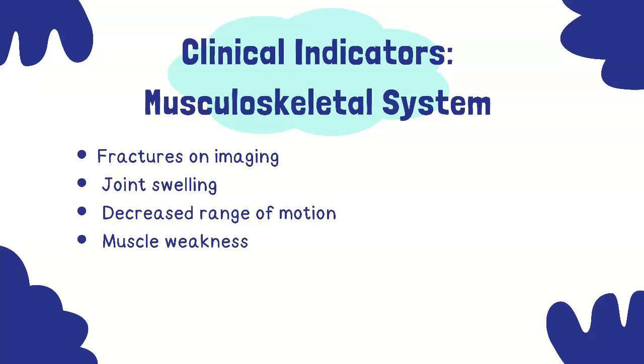So some clinical indicators: fractures confirmed on imaging like x-rays or CT scans, joint swelling or deformity, which often suggests arthritis, dislocation, trauma, decreased range of motion or stiffness observed during a physical exam, muscle weakness, which could result from different neuromuscular conditions such as inflammatory myopathies or disuse atrophy.